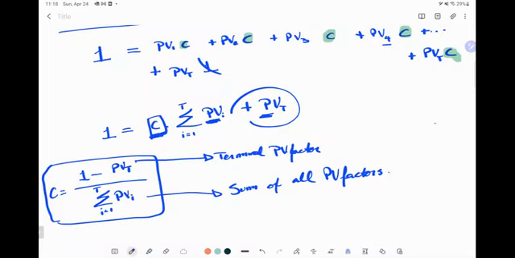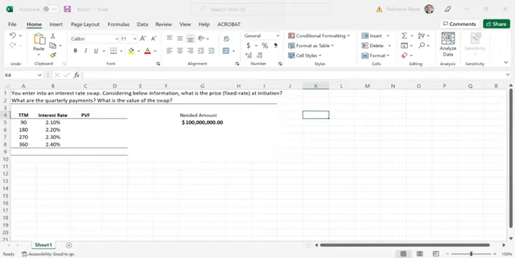Okay, so if we go here, I have this problem where you have an interest rate swap, and considering the below information, we are asked what is the price, what are the quarterly payments, and what is the value. So first thing, we saw these present value factors, we need to calculate them. So let's calculate the present value factors.